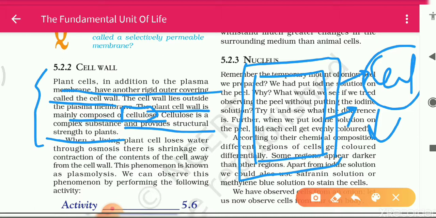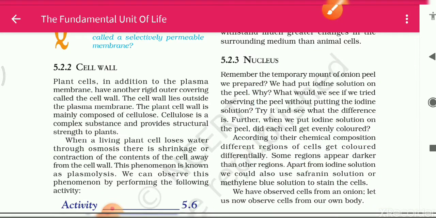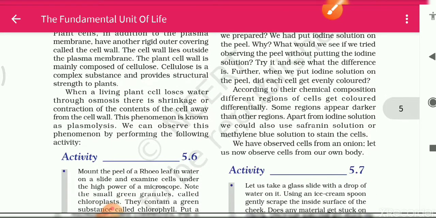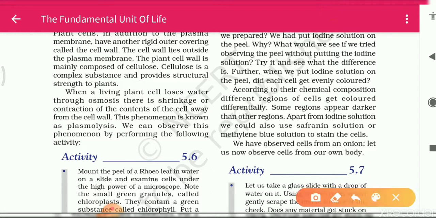Then this one is additional. This cell wall is present only in the plant cell and it is absent in the animal cells. Let's continue with the second paragraph. When a living plant cell loses water through osmosis, there is a shrinkage or contraction of the contents of the cell away from the cell wall, and this phenomenon is known as plasmolysis.